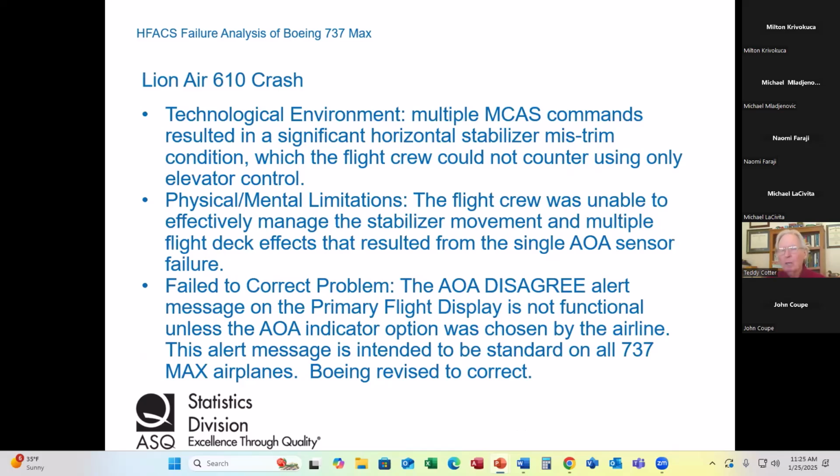Failure to correct the problem: the AOA disagree alert message on the primary flight display was not functional unless the AOA indicator option was chosen by the airline. This alert message is intended to be standard on the 737 MAX, and that was not chosen by the airlines as an option. And then Boeing went back, and that was when the Boeing planes were grounded. That was one of the revisions they corrected. They installed that as a standard option.